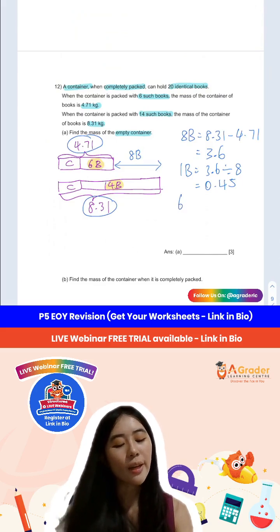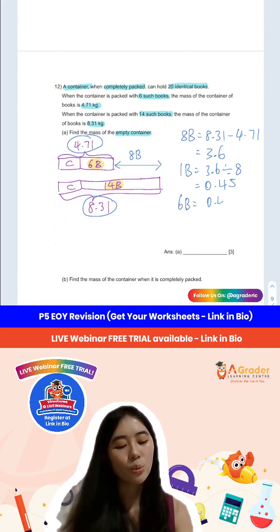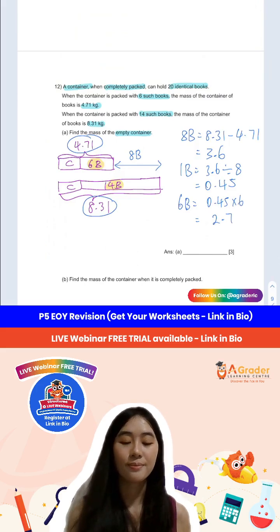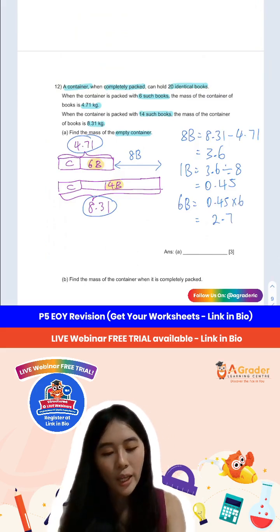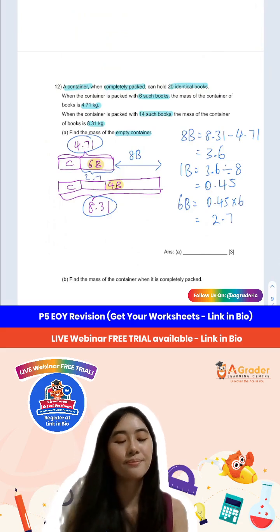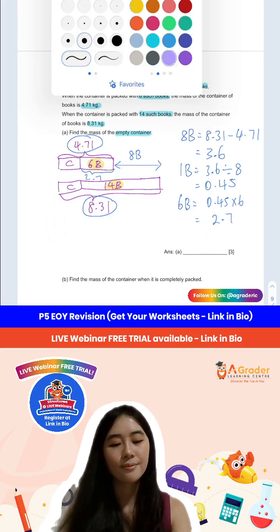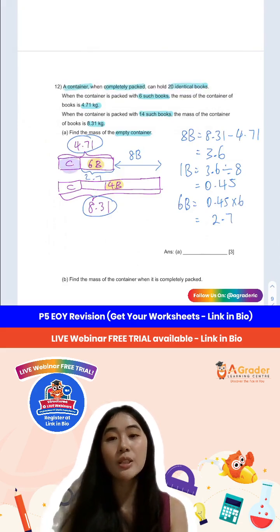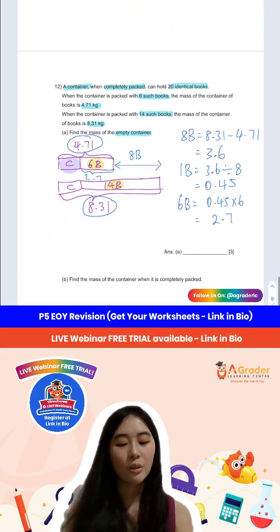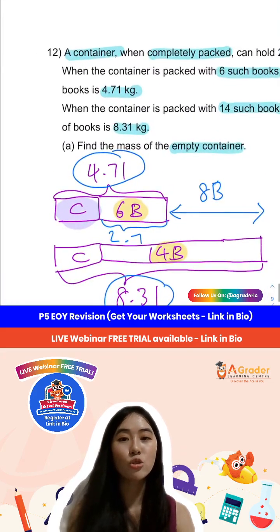So now let's find 6 books again. We are going to times 6 to find 6 books. That will be 2.7. Okay, so now in the model, I can label 6 books is actually 2.7. So how will you find the empty container? Yes, WL, that's correct.